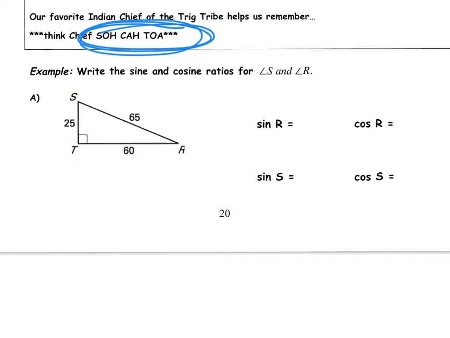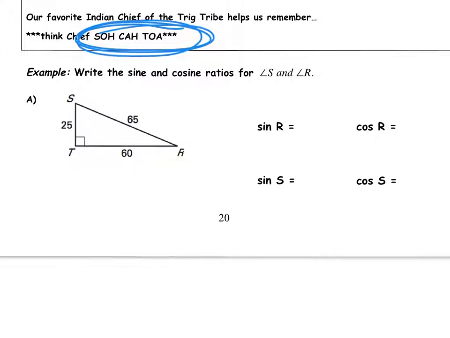All right, so let's practice this. When you do this, you start by just choosing one of the two acute angles. Remember yesterday we talked about how we don't use the right angle. So let's say we start with angle R. Based upon where angle R is, label your sides as opposite, adjacent, and hypotenuse. So which one's which? 25 is the opposite. Keep going. 60 is the adjacent.